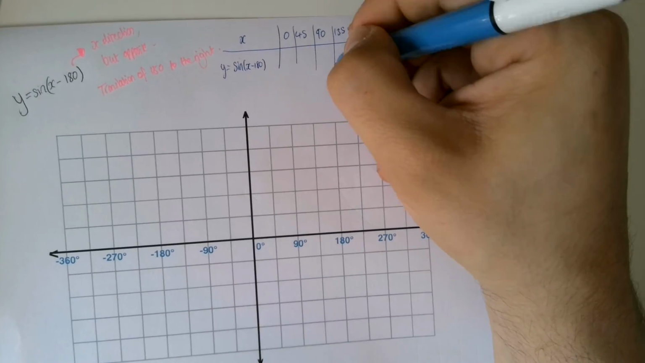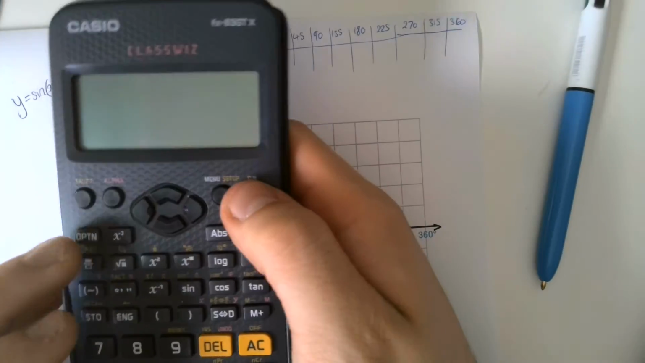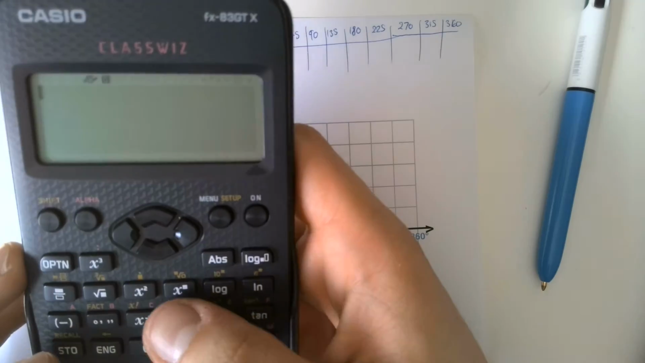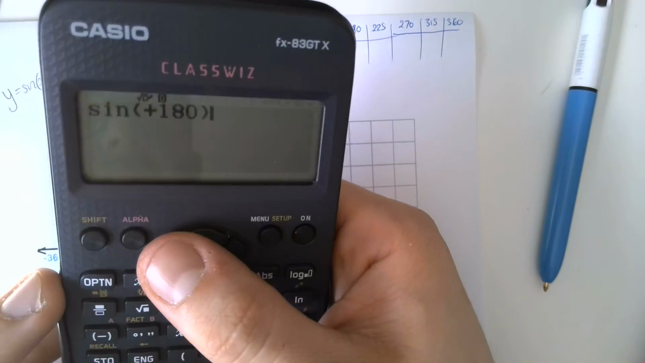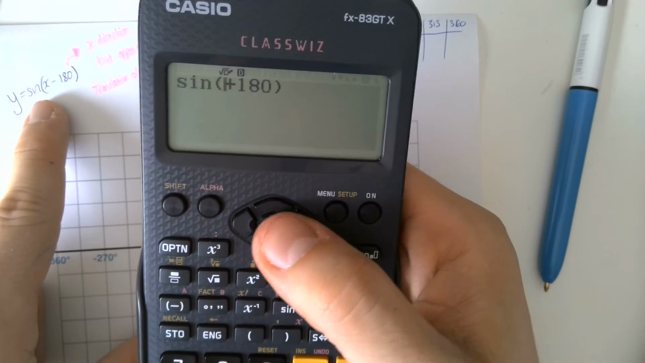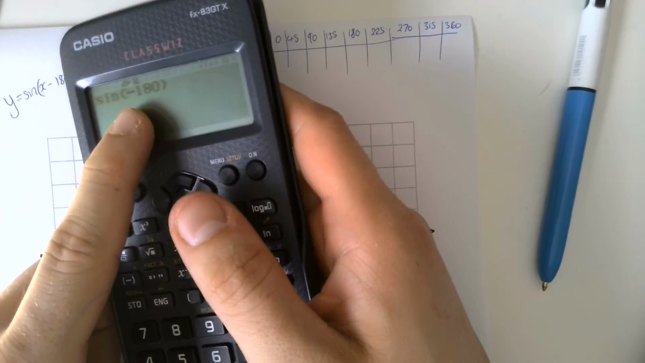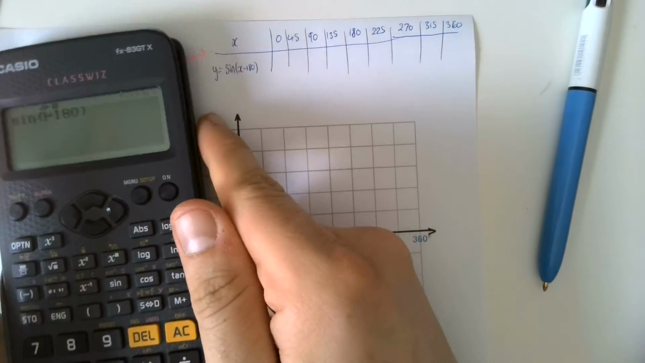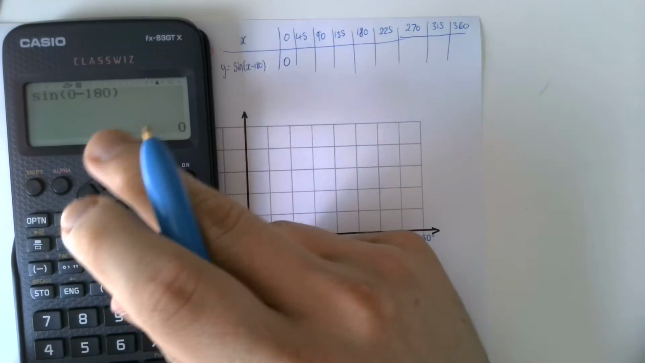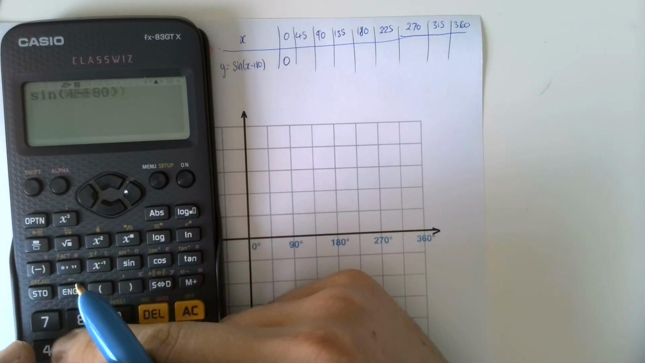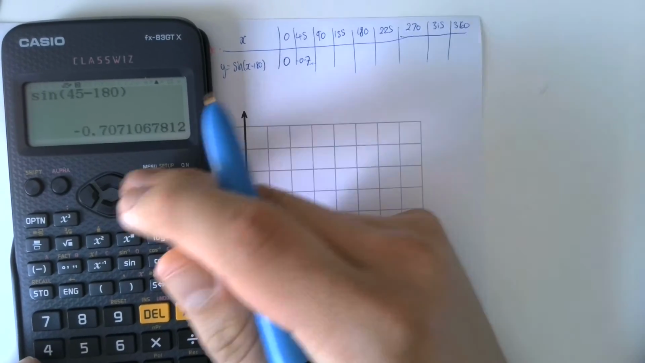Then I'm just going to program my calculator to easily sub those in. So sine something minus 180. Oh sorry, it's not plus, it's minus. Whatever my x is, I'm going to put into this gap here. So when x is 0, I'm going to put that in, and I get 0. When x is 45, I get minus root 2 over 2, so minus 0.7.